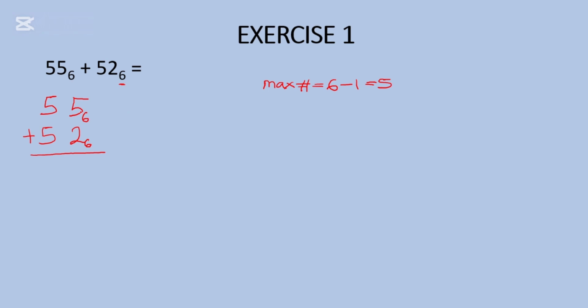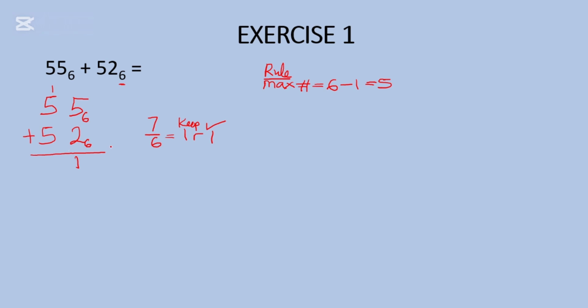So let's start. 5 plus 2 is 7. We can't write 7 because it has gone against the rule. Remember the rule? So what do we do? We divide by the base. What's the base? The base is 6. This will be 1, remainder 1. So we write the remainder, but then we keep the other number. So I'm going to write 1 here, and then I keep the other one.